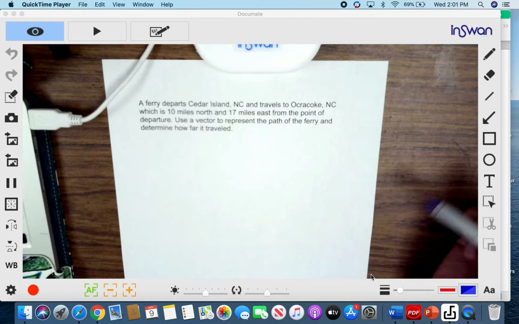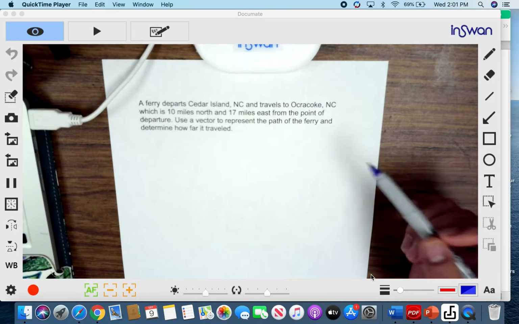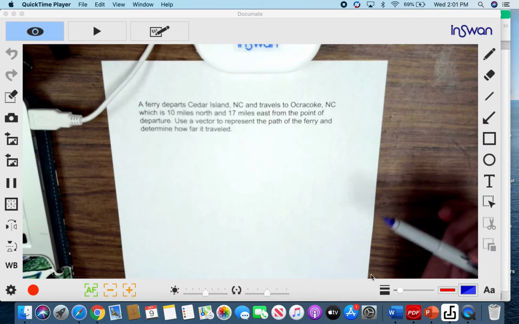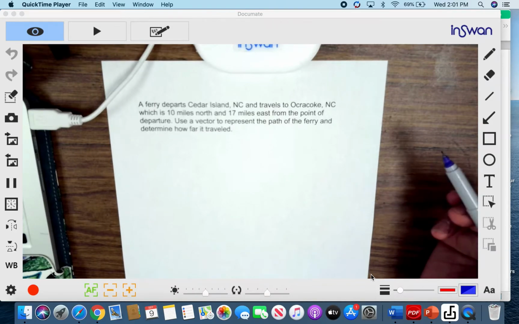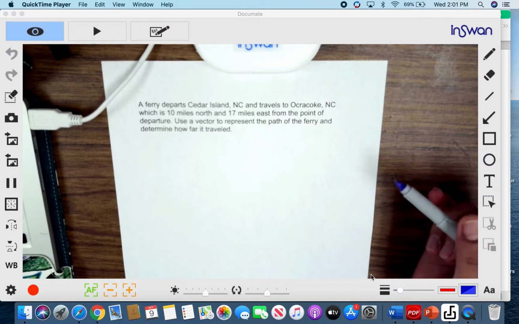Apply operations on vectors, applications to right triangles and oblique triangles. So in problem solving, there is really no specific procedure for that, but I can give you some tips on how we can analyze the problem and eventually solve it.